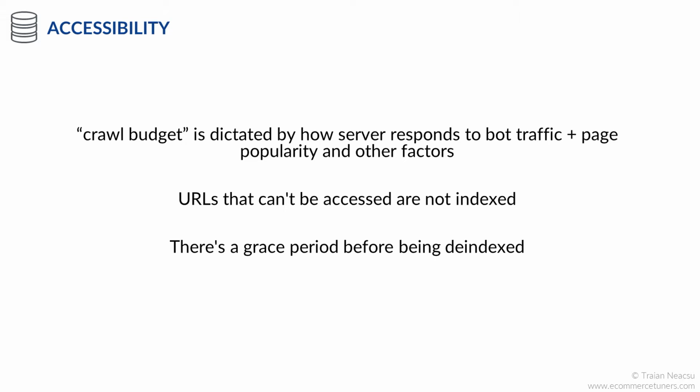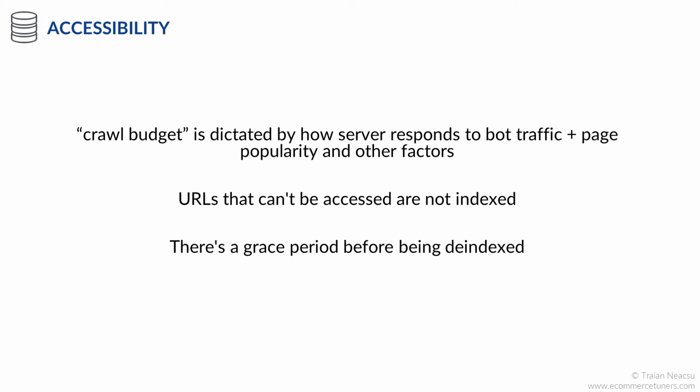Your crawl budget is dictated by how the server responds to bot traffic. If the technical architecture of your website makes it impossible for search engine bots to access URLs, then those URLs won't be indexed. URLs that are already indexed but are not accessible after a few unsuccessful attempts may be removed from search engine indices. Google crawls new websites at a low rate, then gradually increases up to the level it doesn't create accessibility issues for your users or for your server.